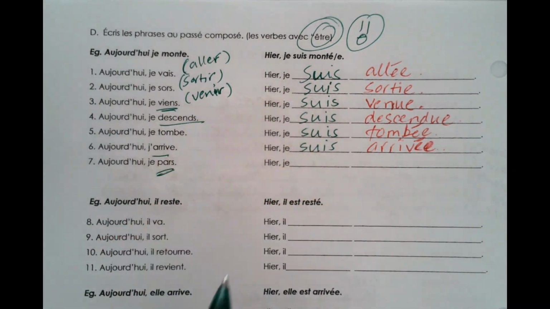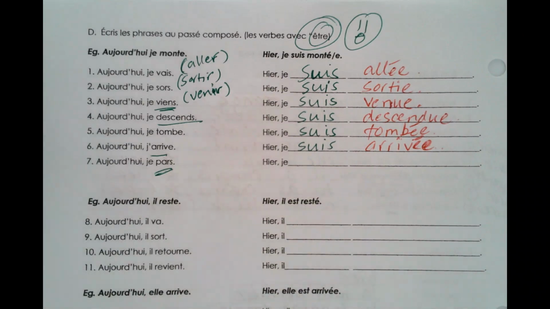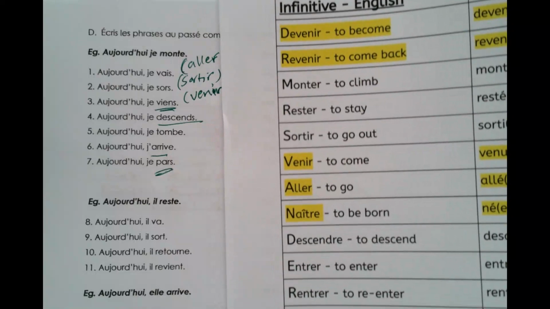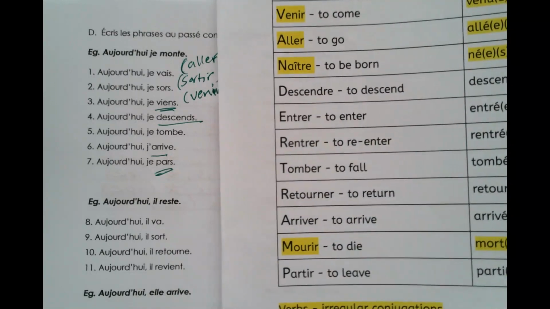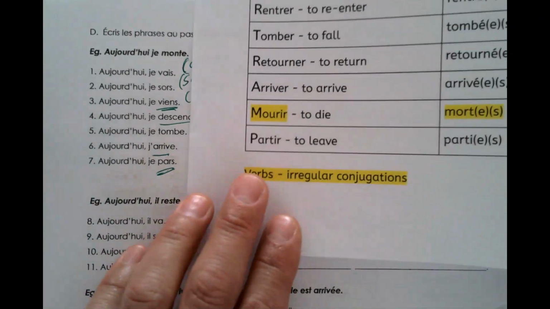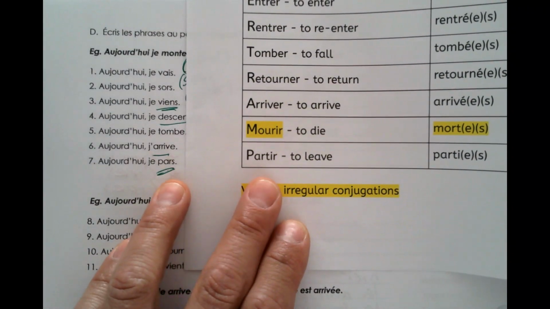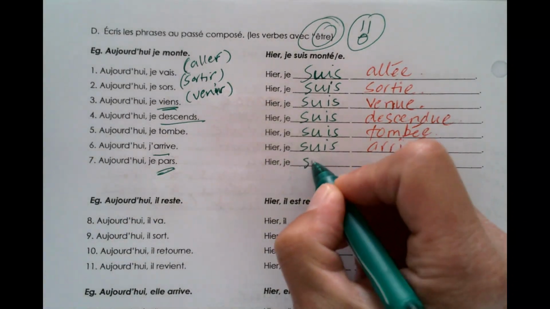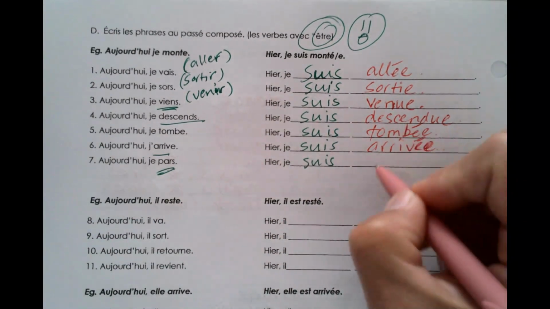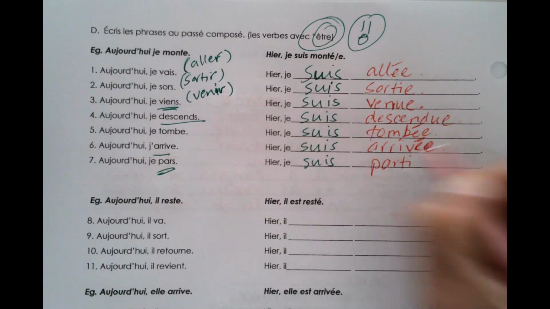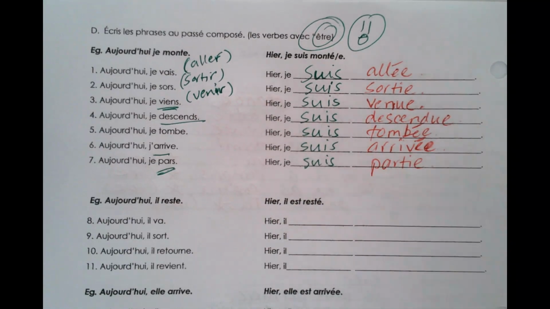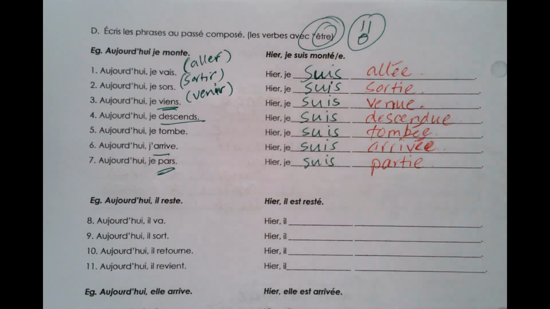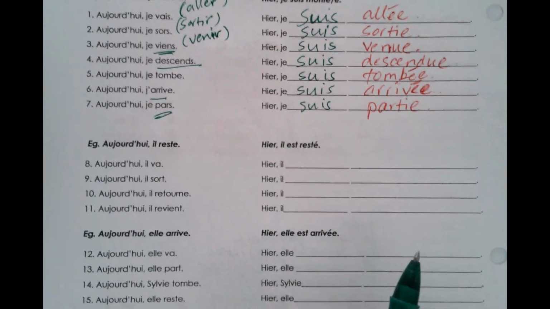Okay, this is the verb. What verb do you think this is? Which one does it look like? It looks like partir. Come on, that looks really similar, right? So it's that one, to leave. Today I leave. Yesterday I left. Je suis. Past participle is parti. Again, you got to add the E, right? Voilà. So let's go on to the next section.